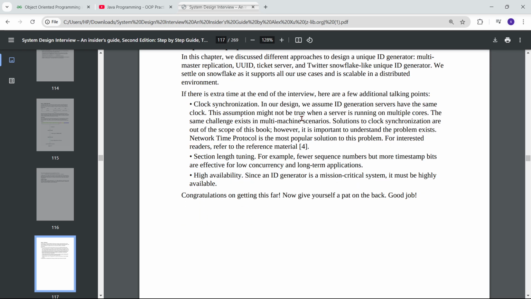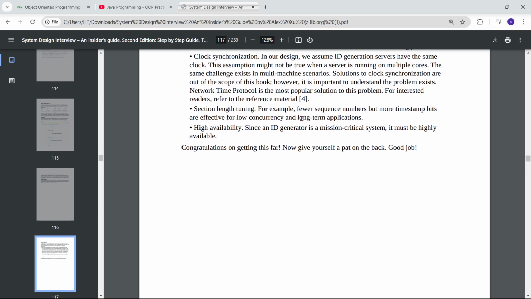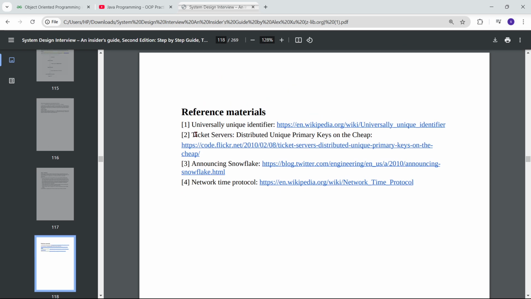Section length tuning. For example, fewer sequence numbers but more timestamp bits are effective for low concurrency and long-term applications. High availability. Since an ID generator is a mission-critical system, it must be highly available. Congratulations. And these are some reference materials which you can refer to in this book. And yeah, that's it.